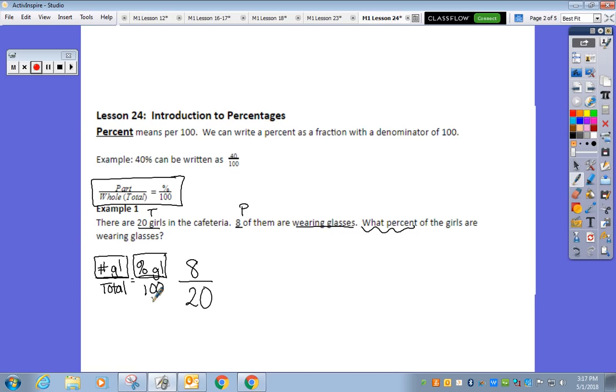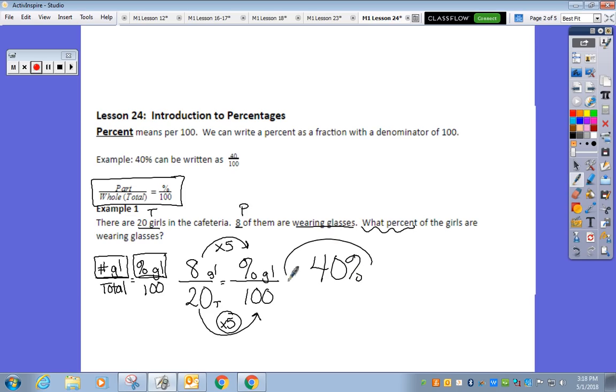In this case, I've got 8 wearing glasses, and I've got 20 total. So that's going to be across from my percent wearing glasses. Again, notice glasses here, glasses here. My percent should match my number. And across from my total should go 100. Percent should always be over 100. So using the idea of equal fractions, to get from 20 to 100, I multiply by 5. So that means I'll do 8 times 5 to get my percent, which would be 40%. Okay, let's look at another example.